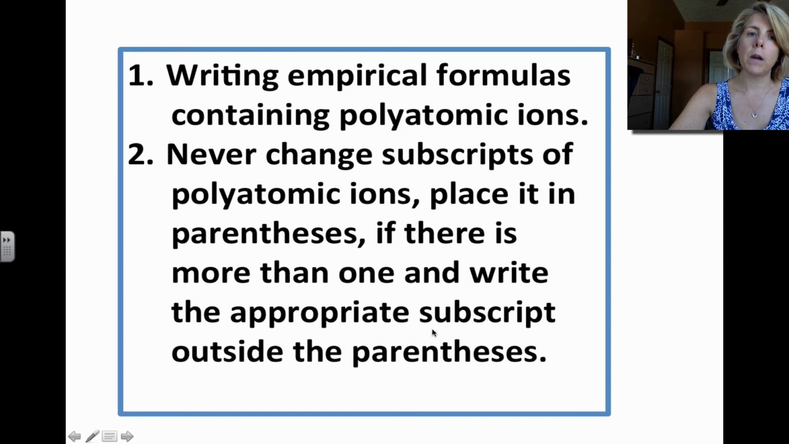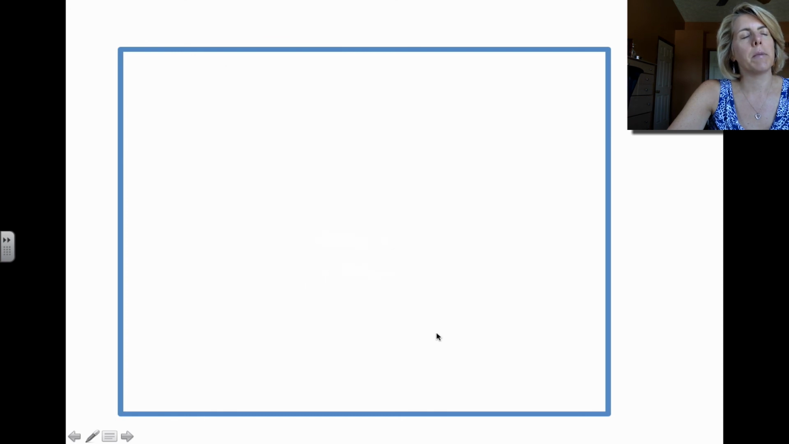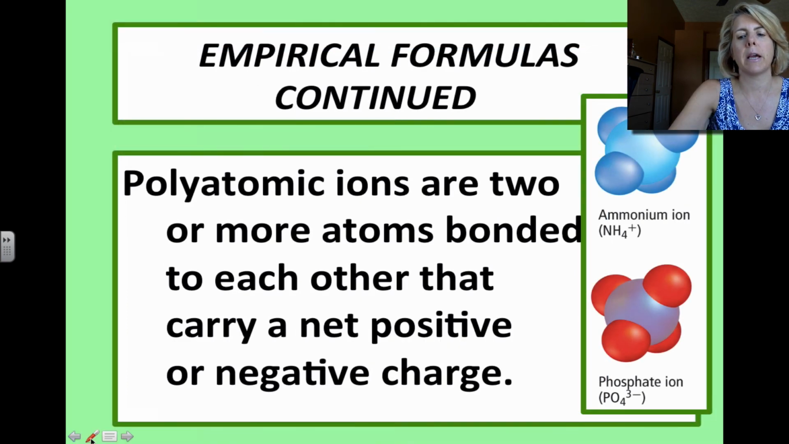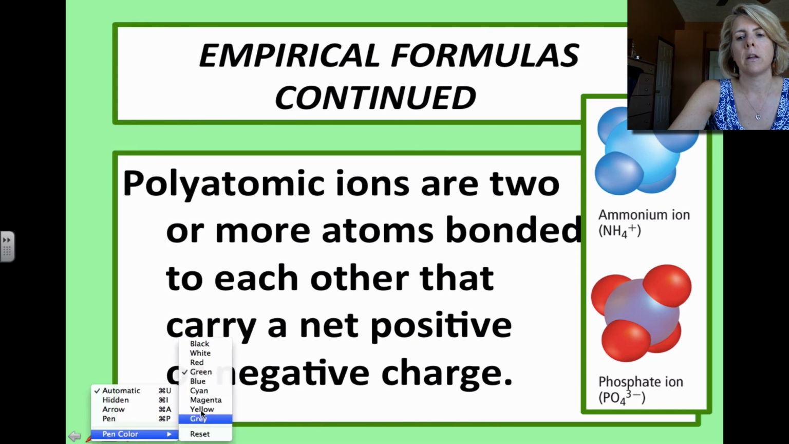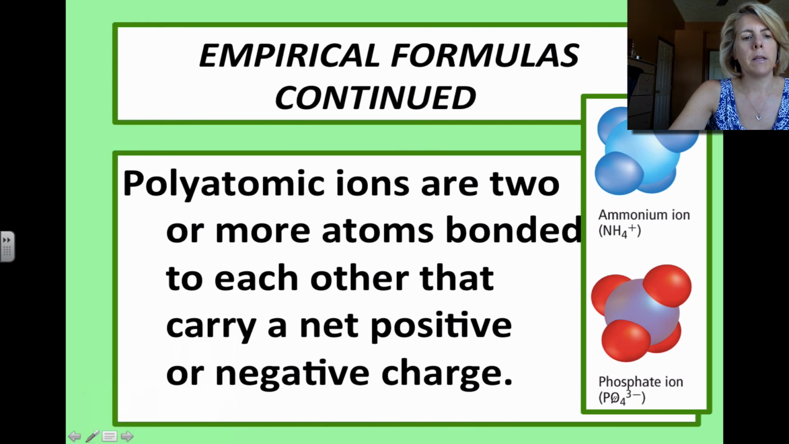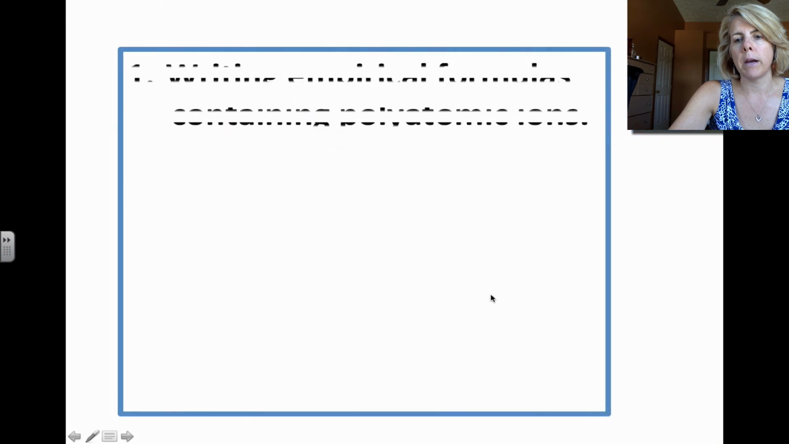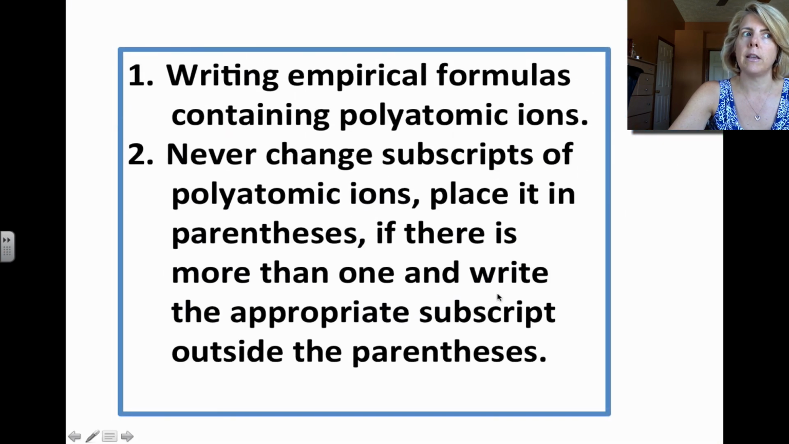Okay, so when you write the empirical formula, you cannot change the subscripts of the polyatomic ions. So for that polyatomic ion, let's just go back. That means here where you see the number 4, you can't change that. Same with ammonium ion. You cannot change that. You have to leave it at that. That's what makes it unique.